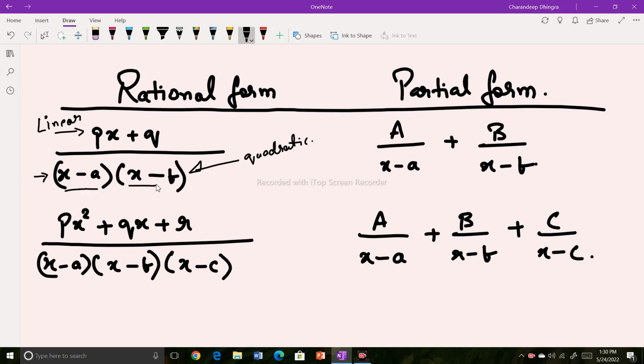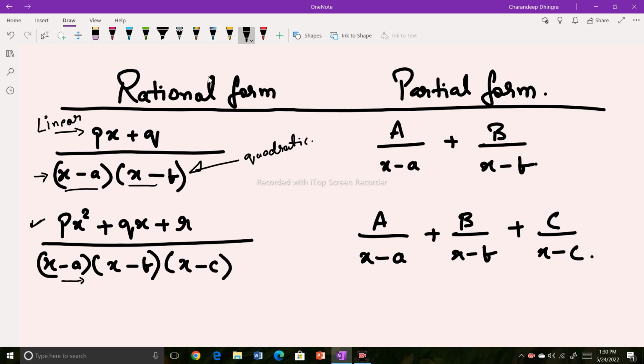So here we have two factors. Similarly, if you check the second type, here you have a quadratic in the numerator, a cubic in the denominator. Degree of numerator is less than degree of denominator, and the denominator is factorized. So this is again a rational form.